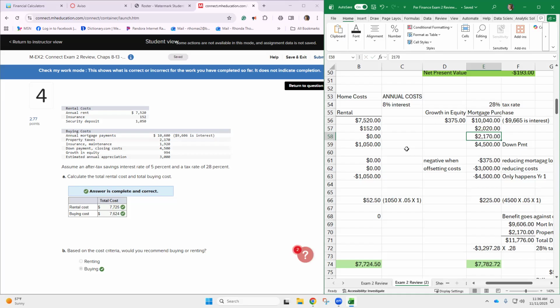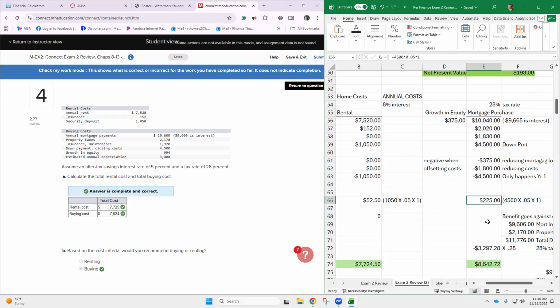And then how much is your property tax? 1,830. Okay, how much is your down payment? 4,500. Okay, I think we all have that same one. All right, so then you said that your growth in equity is 375. How much is your appreciation for the property? 1,800. Okay, so we're putting that in as a negative because it helps offset the costs. And I went ahead and took out that down payment.